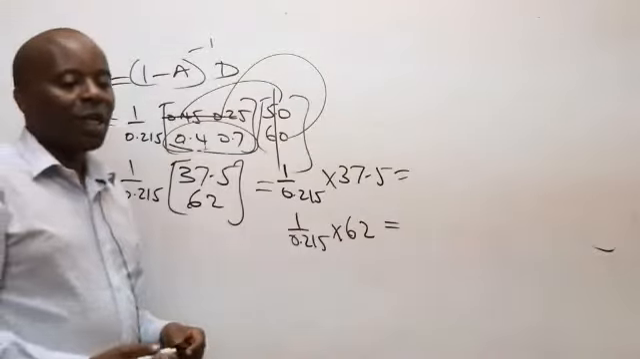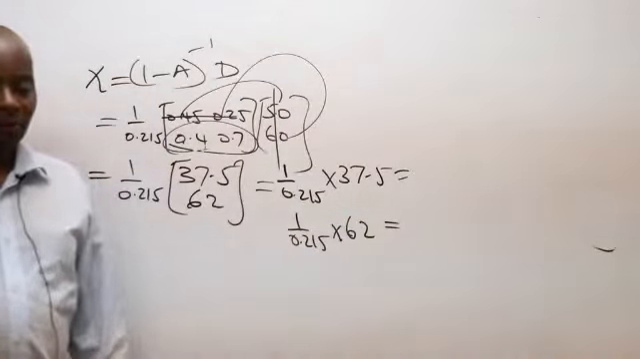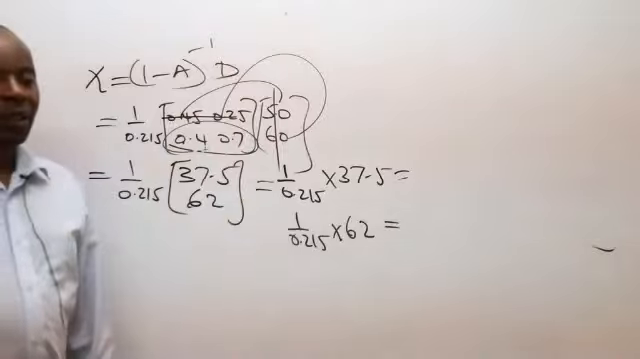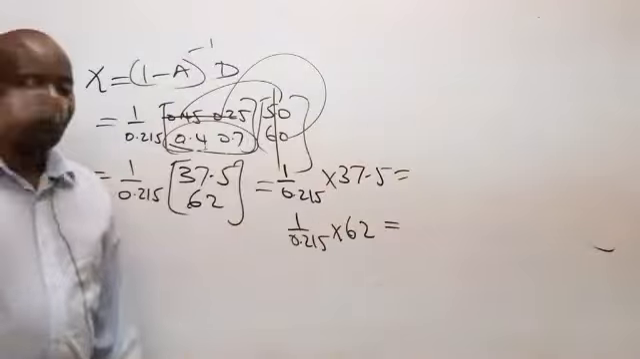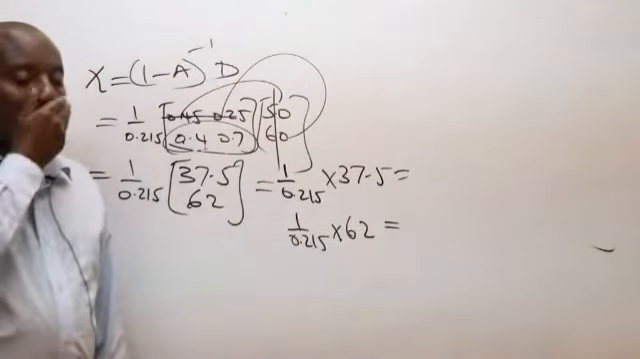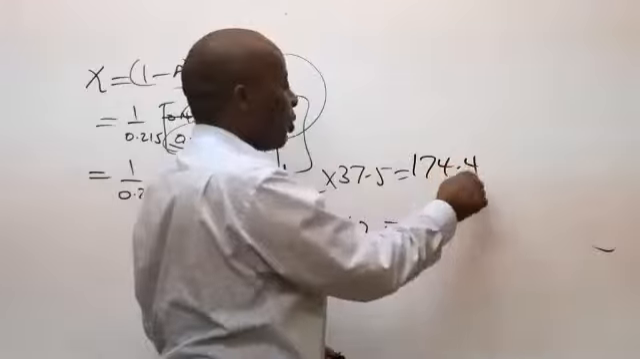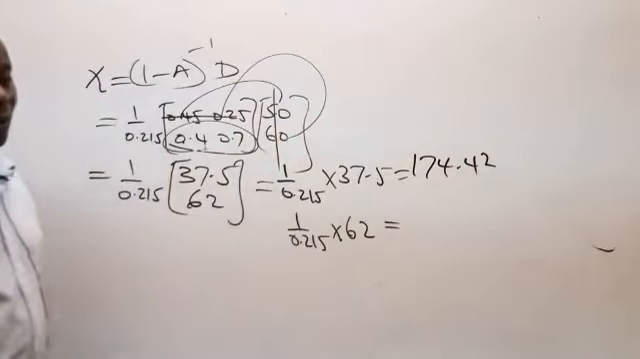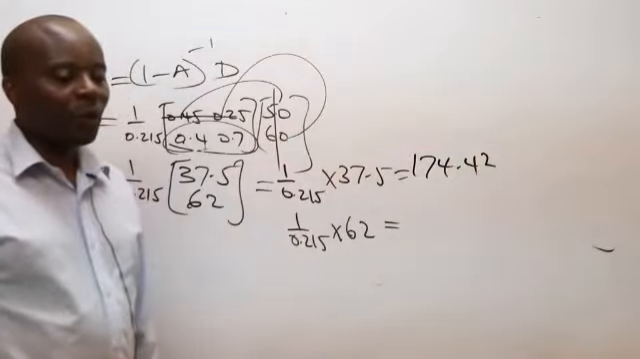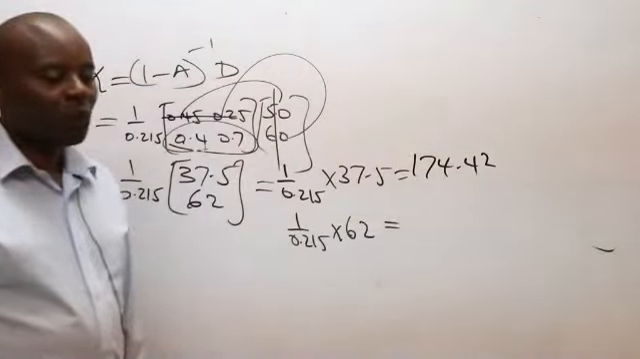Could you kindly help us? Into 2 decimal places, what do we have here? According to James Areba, the first one should be 174.42, and then the second one, 288.37.